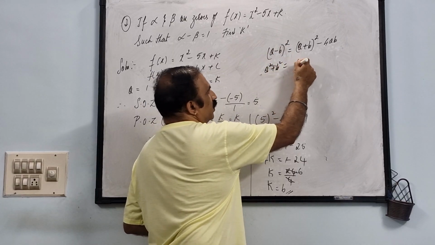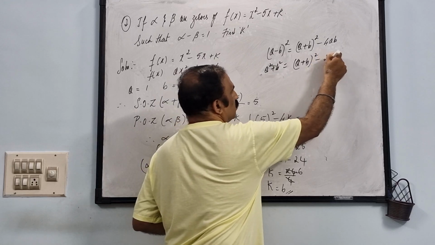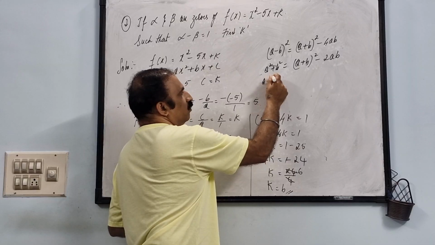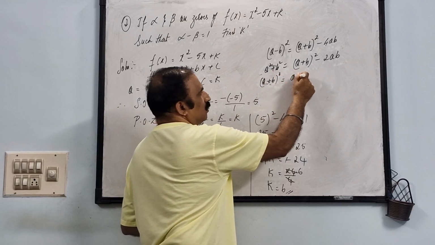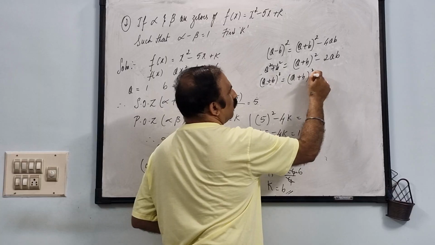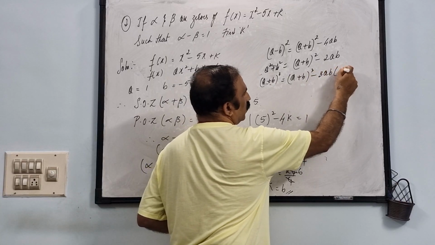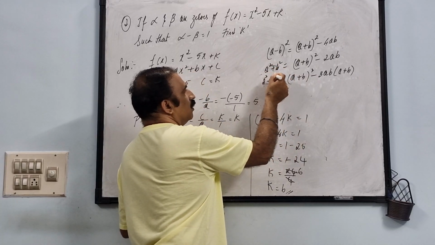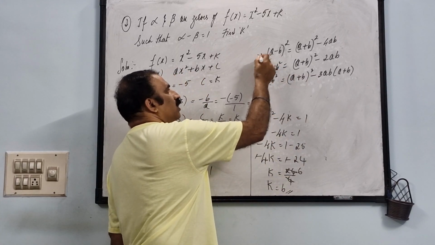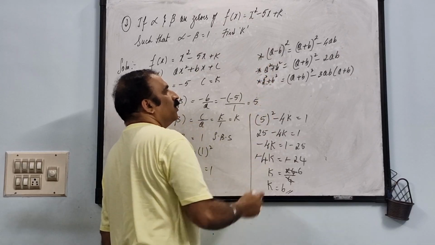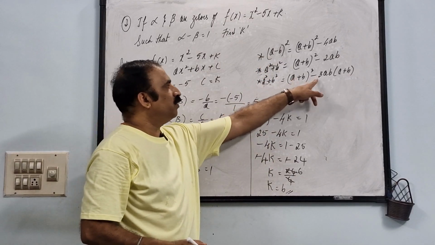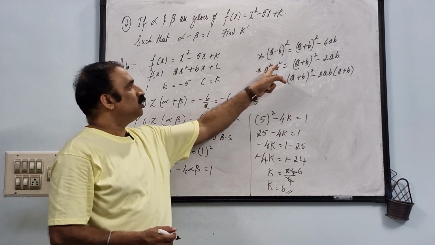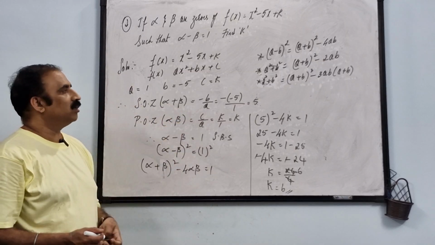a square plus b square can be written as (a plus b) whole square minus 2ab, as well as you have got (a plus b) whole cube. (a plus b) whole cube can be written as a cube plus b cube plus 3ab into (a plus b). That means it is in the form of sum of zeros and product of zeros. These are some of the formulas which you use in polynomials. So a cube plus b cube can be written as (a plus b) whole cube minus 3ab into (a plus b). Remember, whenever any condition is given, it has to be expressed in the form of sum of zeros and product of zeros.